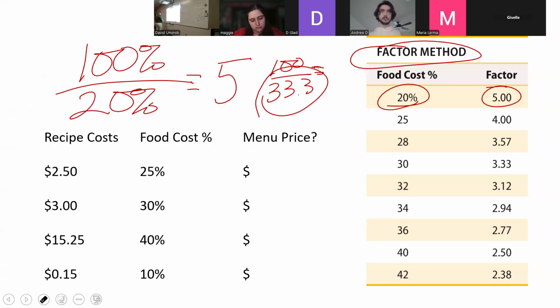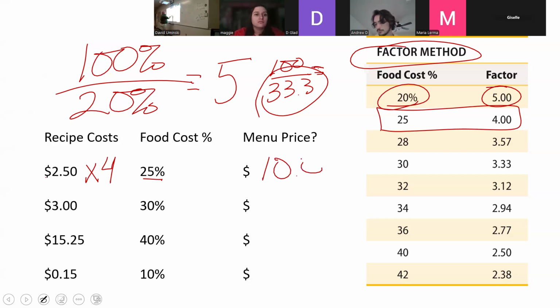If the food cost percentage that I'm going for is 25%, what is my factor? 100 divided by 25 is 4. If you look right here on the chart, it already gives you 4. So what is $2.50 times 4? Sarah, what do you got? 250 times 4. $10. Correct.